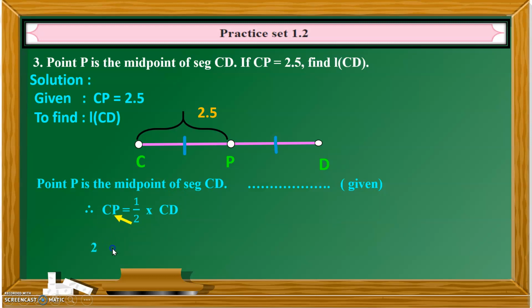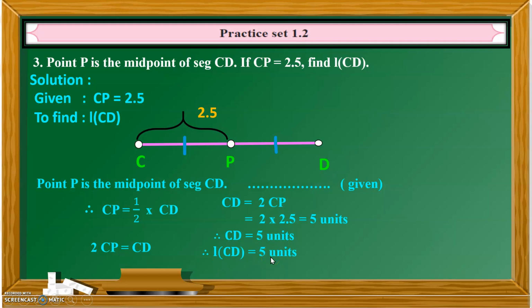So what do we get? 2 times CP is equal to CD. Okay. This arrow I have only put for understanding. You need not put this arrow. So this step can be written as CD is equal to 2 times CP, which is equal to 2 into 2.5 equal to 5 units. Therefore, CD is equal to 5 units, and therefore length of CD is equal to 5 units. We go to the next question.